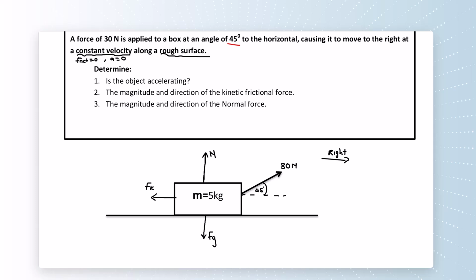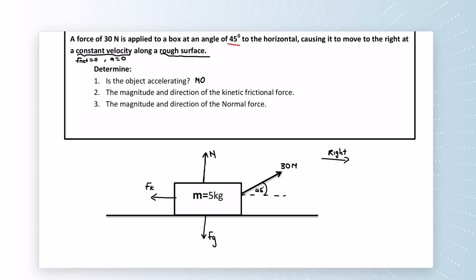Determine, is the object accelerating? No. There's constant velocity. Remember I said you must memorize this. When there's constant velocity, there is no acceleration. Lovely. So no, the object is not accelerating. If they ask you why, because the velocity is constant. Lovely. Number 2, determine the magnitude and the direction of the kinetic frictional force. All right?